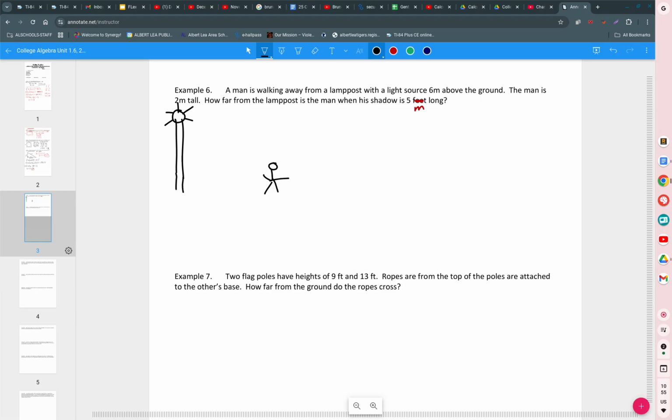Okay, so I got a lamppost. That's a really nice lamppost. Thank you, 6 meters tall.